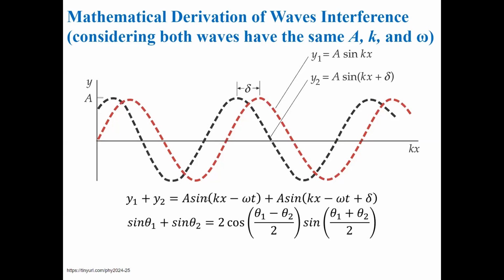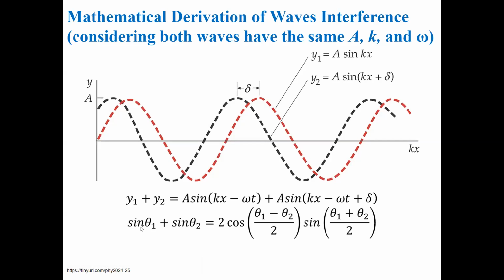In this case, I should have written it out in full expression. So this is y1 as a function of x and time t, and this is y2 as a function of x and time t, differing from y1 by a phase factor. Mathematically, if you call this theta 1 and this theta 2, then sine theta 1 plus sine theta 2 follows a trigonometry identity. If you are not familiar with it at this moment, you can review later.